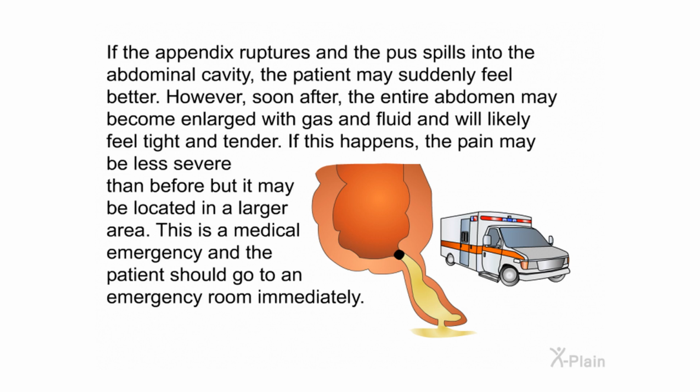If the appendix ruptures and the pus spills into the abdominal cavity, the patient may suddenly feel better. However, soon after, the entire abdomen may become enlarged with gas and fluid and will likely feel tight and tender. If this happens, the pain may be less severe than before, but it may be located in a larger area. This is a medical emergency, and the patient should go to an emergency room immediately.